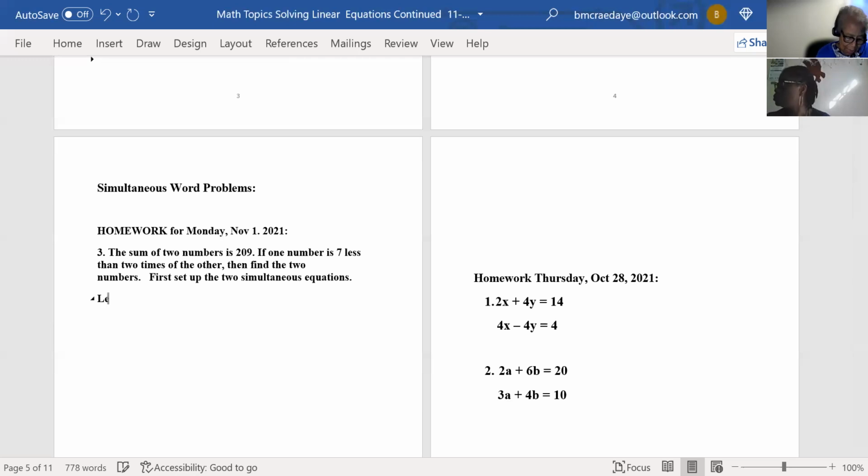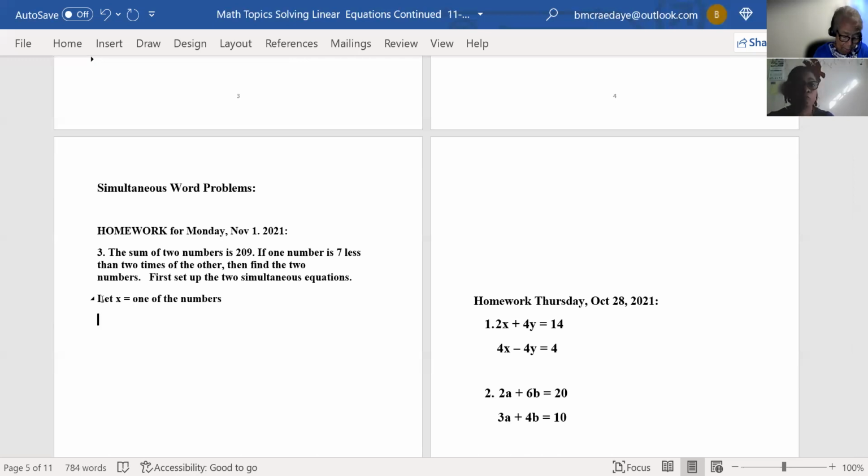So we say, let x equal one of the numbers. You can use any variable you want, but we'll just use x and y. Let y equal the second number. Now, if x is one of the numbers and y is the second number, that's the two numbers.